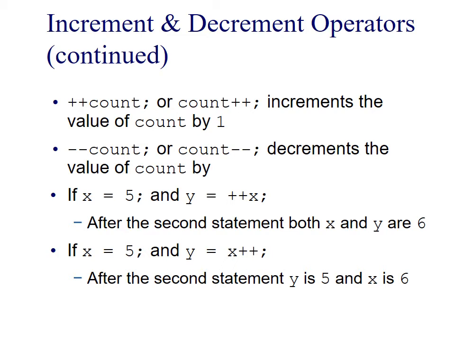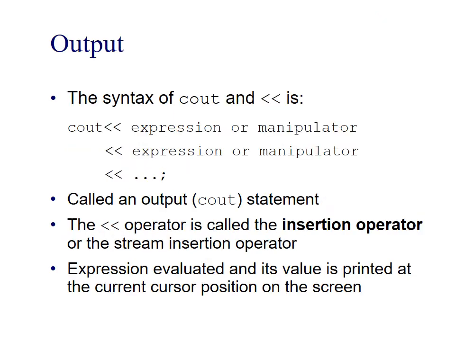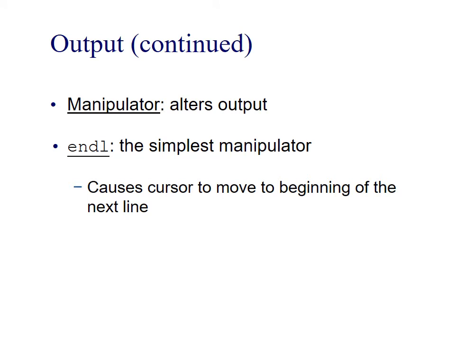Now this is an example. Just say for example I have x equal to 5 and y equal to plus plus x. It means after the second statement both x and y will be 6. So we are first changing the value of x and then assigning it to y. For output we use the cout. So endl, E N D L. It's not an I. Some students I still find writing I over here. It's just a simple L, called end line.